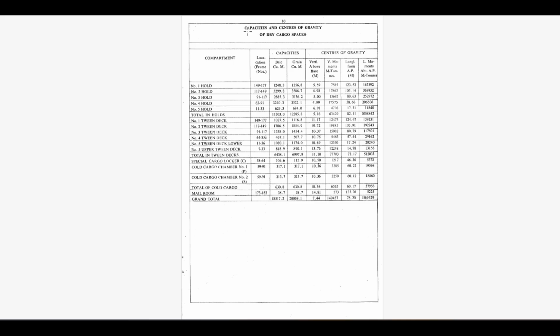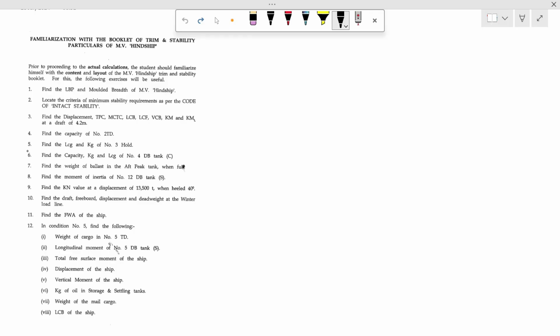So on page number 10 they have given capacities and center of gravity of dry cargo spaces. Here you can see they have given for 5 holds, and after that they have given for twin decks. So now this is number 2 twin deck. Here you can see the capacities. So for number 2 twin deck, the grain capacity is 1854.9. Now why do we use the grain capacity? Because grain capacity is the actual capacity of that space, while bale capacity is always less than the total capacity of that space. So the capacity of number 2 twin deck is 1854.9 cubic meters.